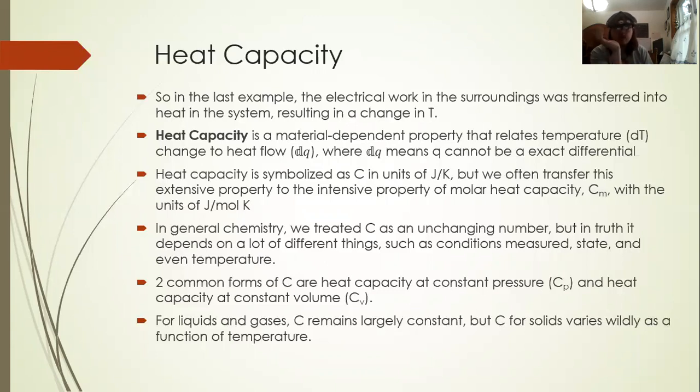So in general chemistry, we treated this as an unchanging number. C was constant. But in truth, as we're going to see in the coming chapters, C will change a lot depending on the conditions, such as state, pressure, and the initial temperature. So a lot of things will cause this heat capacity to change, and you'll have to deal with that. But the common forms are heat capacity at constant pressure and heat capacity at constant volume. So already those two numbers are different.